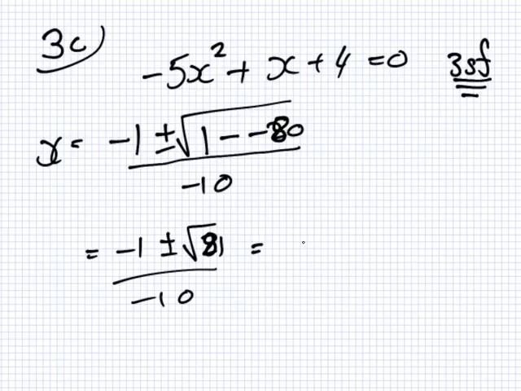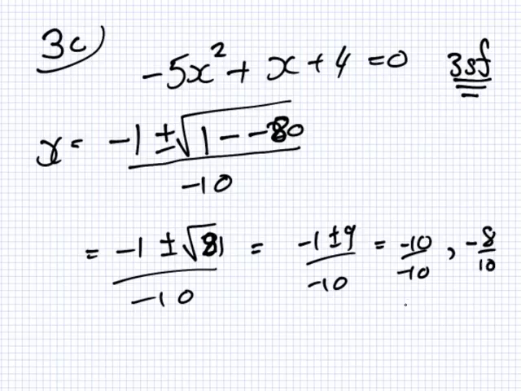This is minus 1 plus or minus 9 over minus 10. Is this what you got? Minus 10 over minus 10, or minus 8 over 10, yeah? So it's 1 or minus 4/5. So 3 significant figures. That means you want 3 numbers from the start. So that would be 1.00, 1, 2, 3. And then this is 0.8.